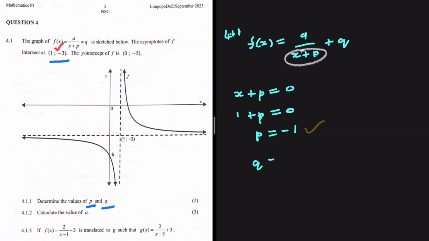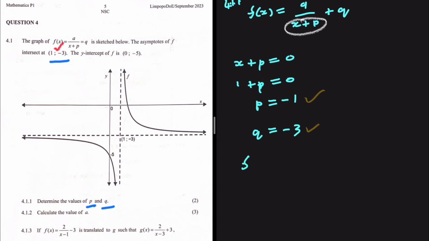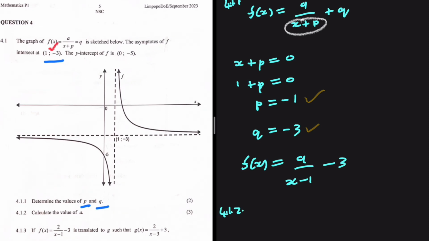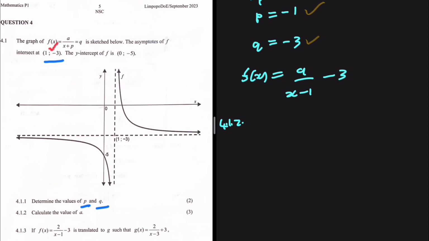The value of q, on the other hand, is just equal to the horizontal asymptote, which is minus 3. P is equal to minus 1 and q is equal to minus 3. So f of x, at this point, we know that it is equal to a divided by x minus 1, minus 3. In 4.1.2, we are looking for the value of a.